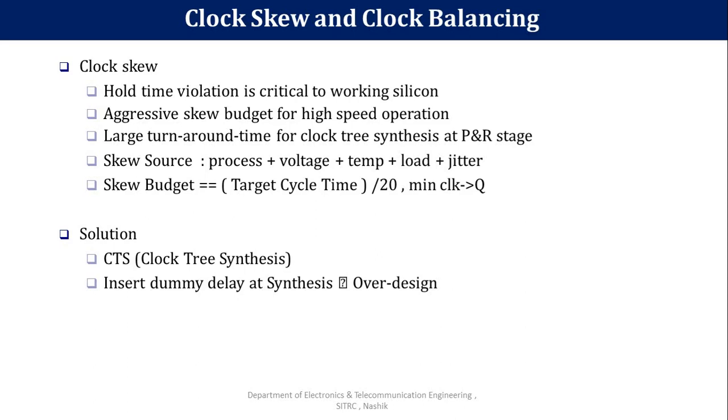The skew budget depends on the target cycle time divided by 20. This is a skew budget formula, means how much time is required to generate that product or target.